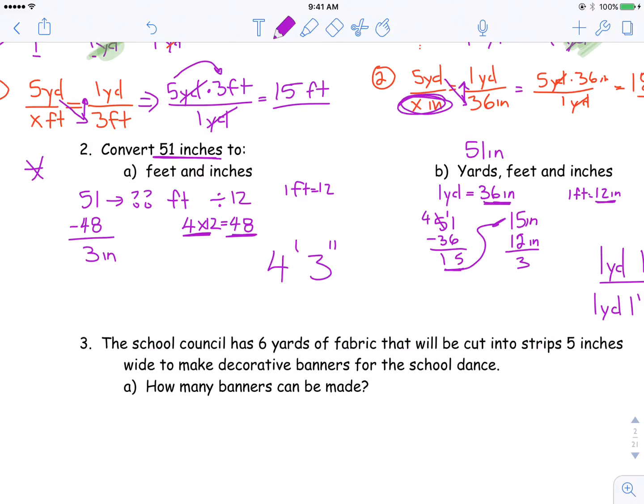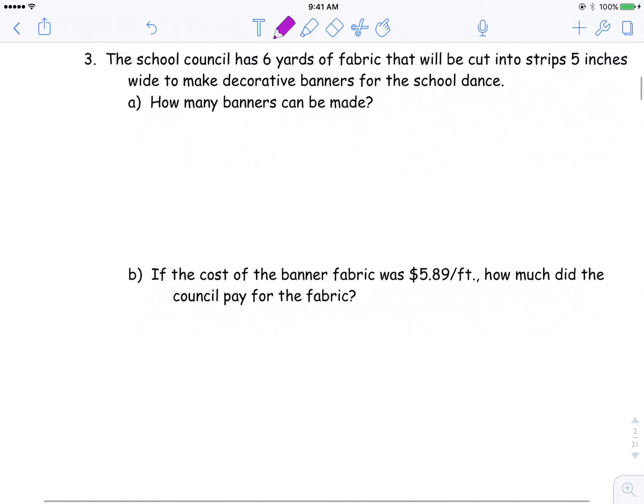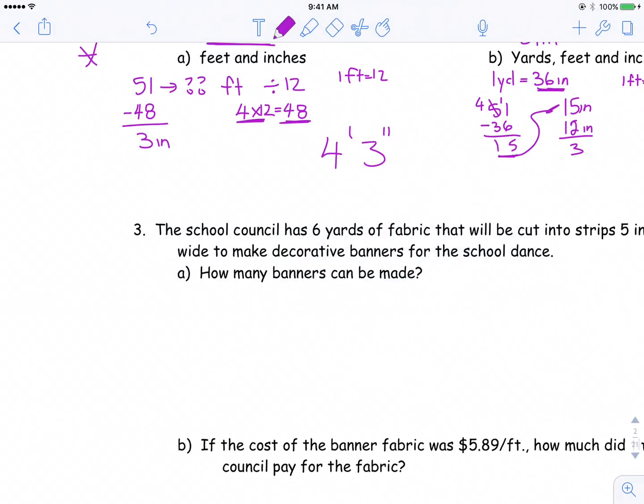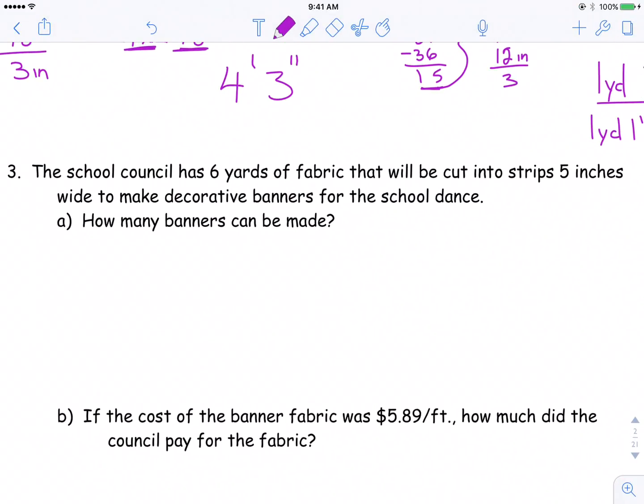Okay, so let's look at 3A and B here. School council has 6 yards of fabric that would be cut into smaller strips 5 inches wide to make decorative banners for the school dance. How many banners can be made? So the first thing we need to do is take our 6 yards. We need to convert that 6 yards to inches so that we can see how many groups of 5 we can get out of it.